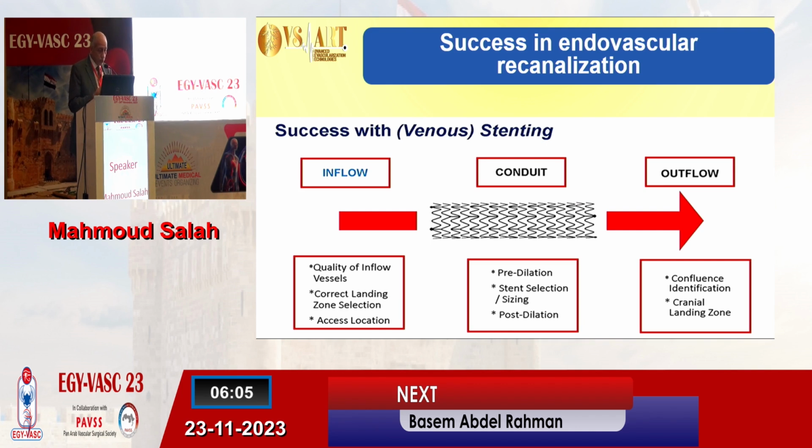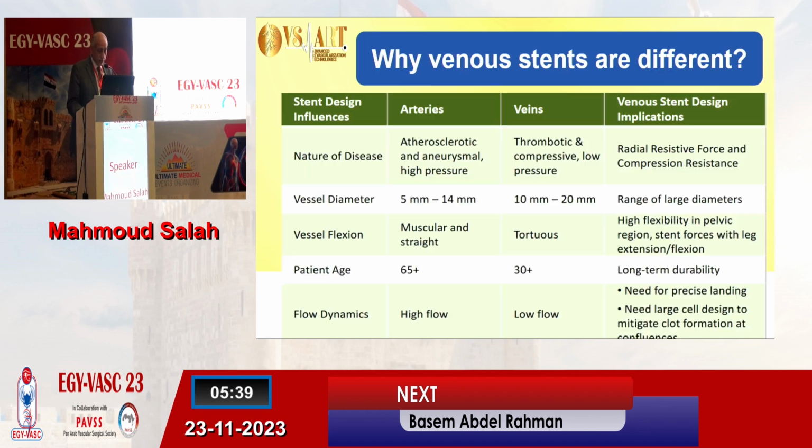The inflow depends on the correct landing zone and the quality of the inflow vessels. The conduit depends on the pre-dilatation, the stent selection, and the post-dilatation. And the outflow depends again on the landing zone and the confluence of the iliac veins.